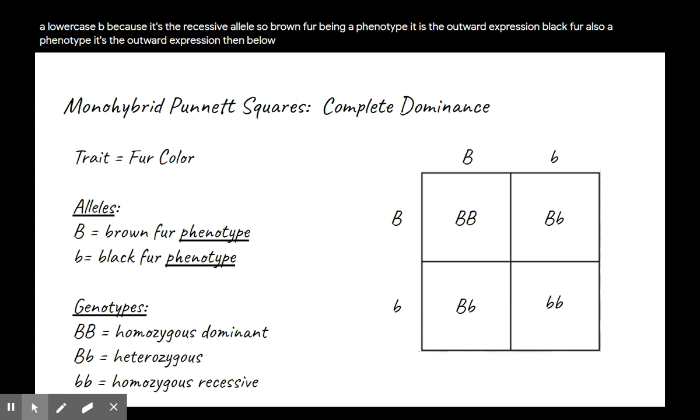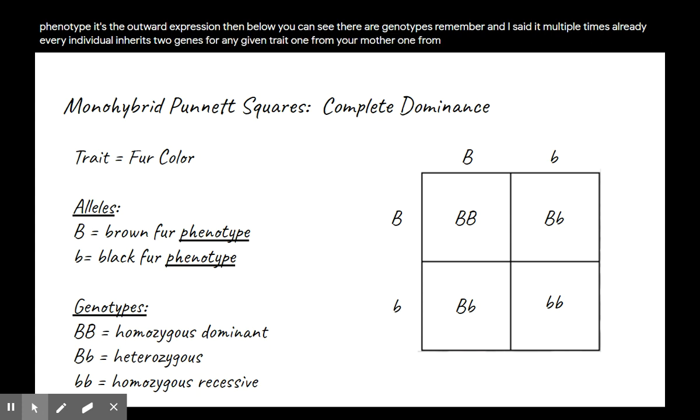Then below, you can see there are genotypes. Remember, and I said it multiple times already, every individual inherits 2 genes for any given trait, one from your mother, one from your father. So what combinations are there?